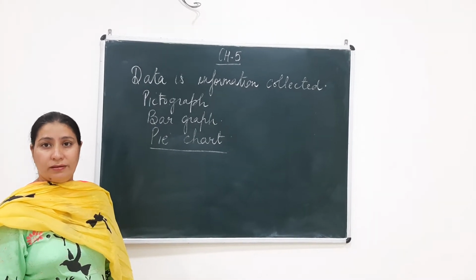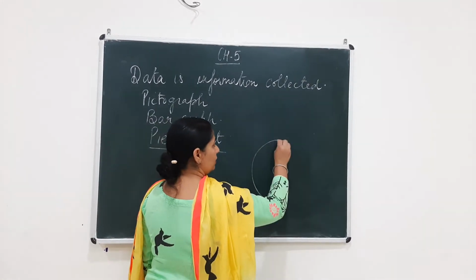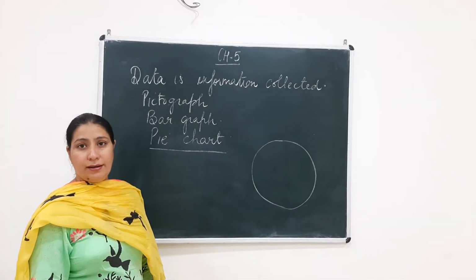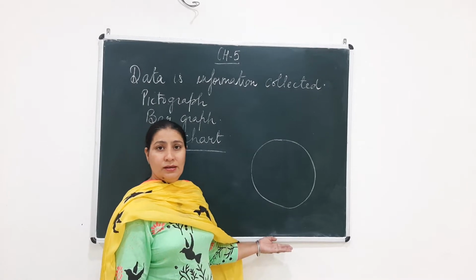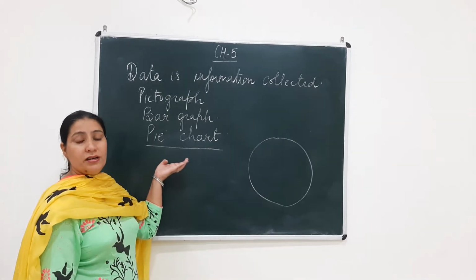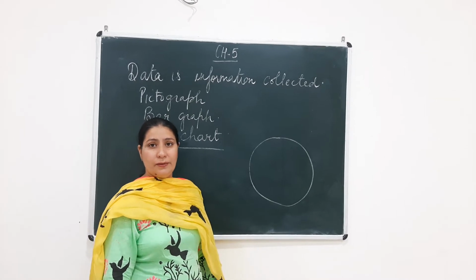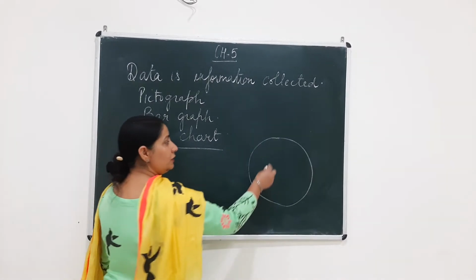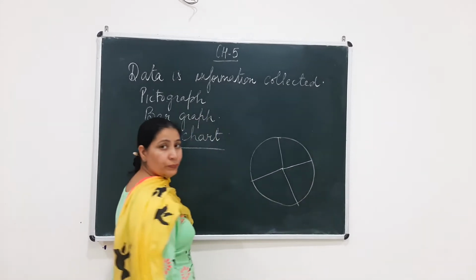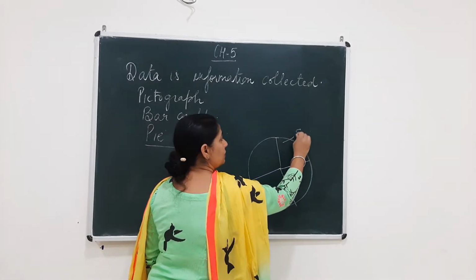What is a pie chart? Have you seen a pie? You know, a pie is in the shape of a circle. So when you represent your data inside a circle, that representation is called a pie chart. But in the circle, how to represent the data? We divide the circle into small parts. Say for example, I divide it into these 4 parts. Each of these parts is called a sector.